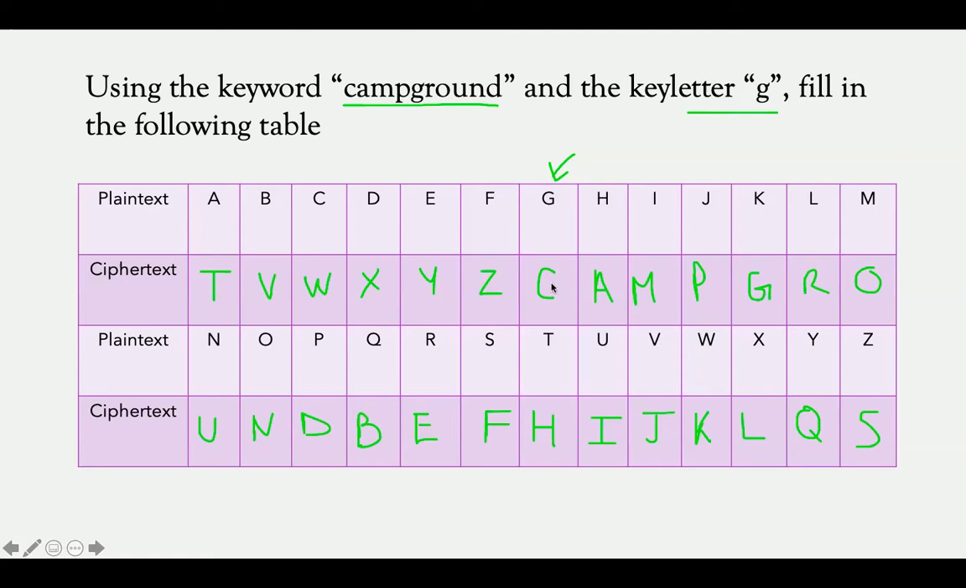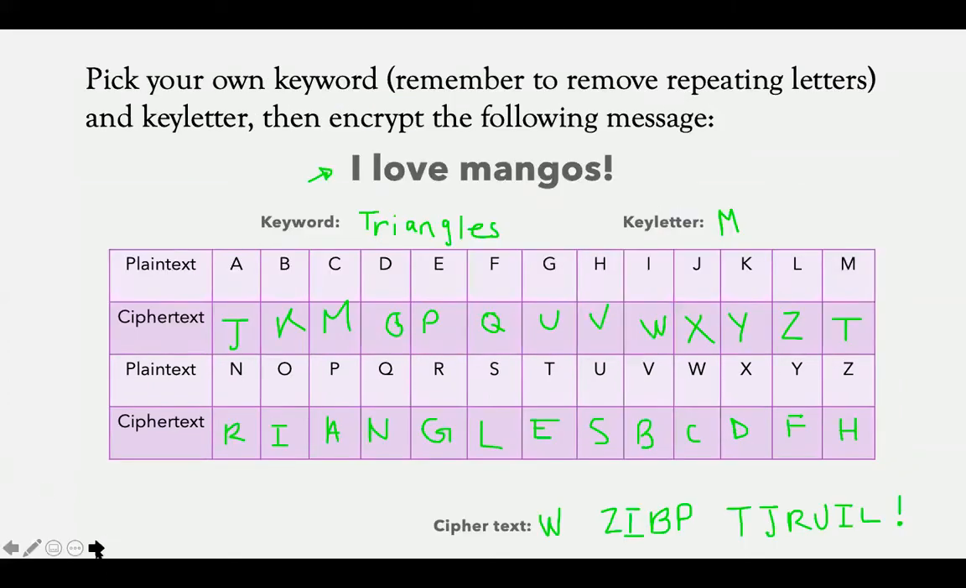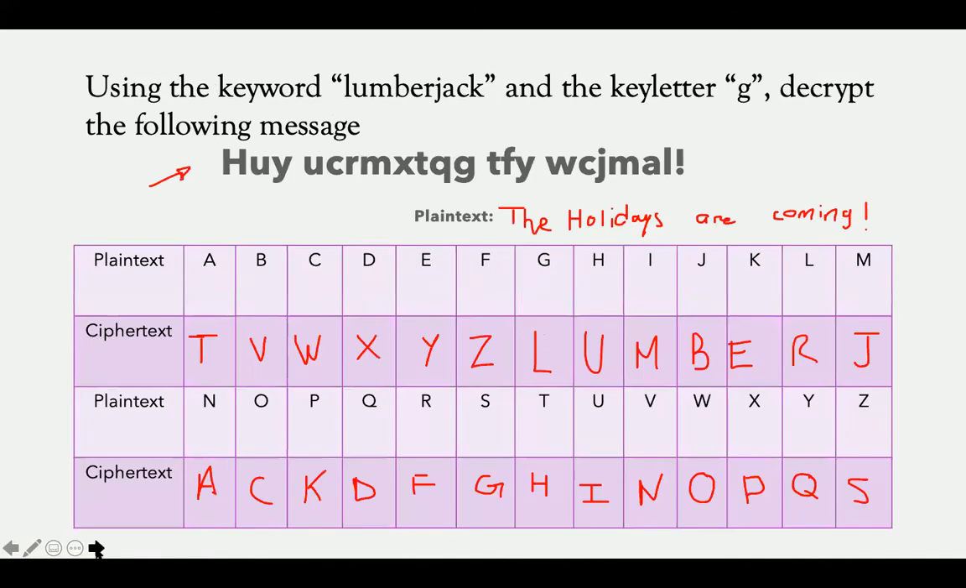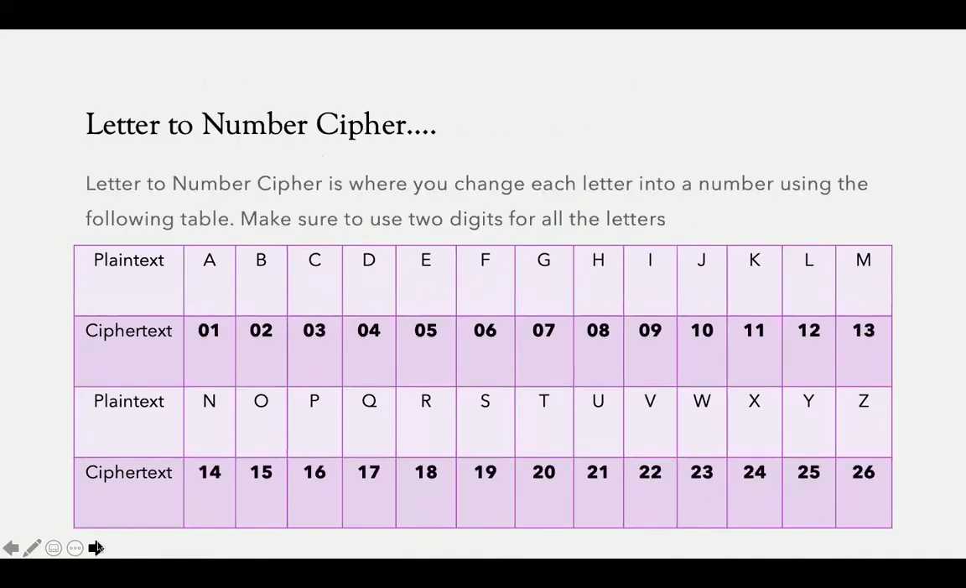At the key letter, we start our word campground, and then we fill in all of the remaining spaces with the alphabet in alphabetical order, all the letters that we are not using. And it's really important when you're using this way that you don't use any repeating letters. And then we went ahead and did a couple of fun examples.